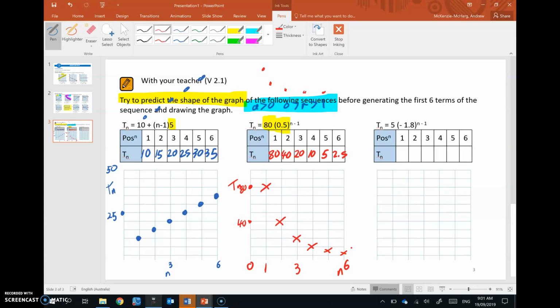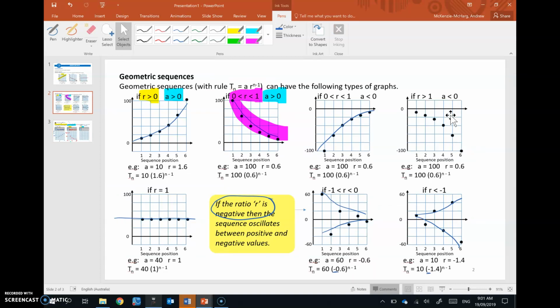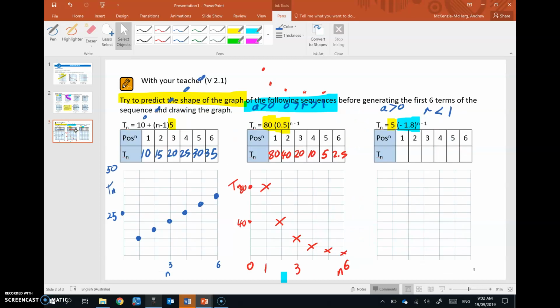Okay, last one. So in this one, we're looking for a greater than 0 again. And we're looking for the r value to be negative, so r less than 1. Okay, go back to that other page and find a greater than 0, r less than 1. What will the shape be? Okay. So, in fact, not quite right on that one.